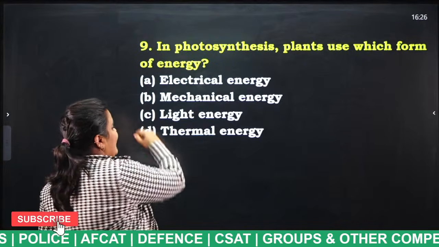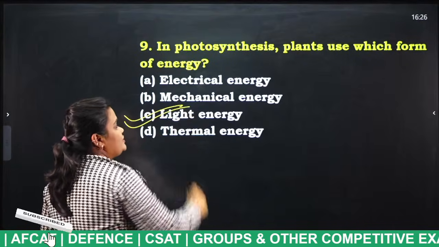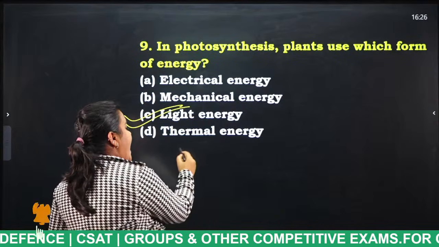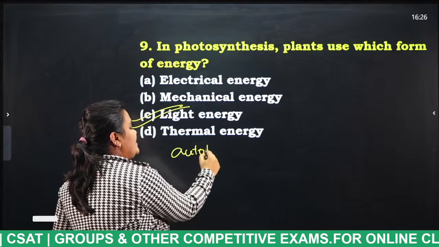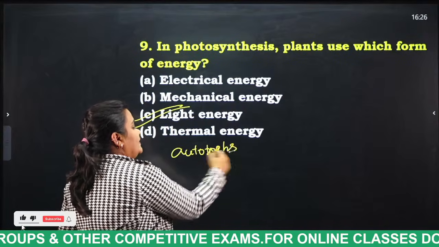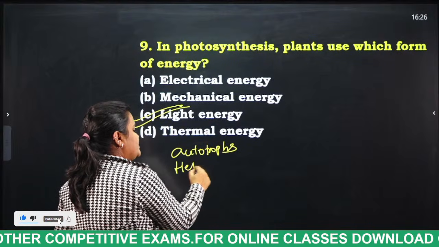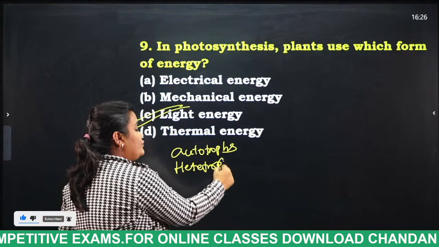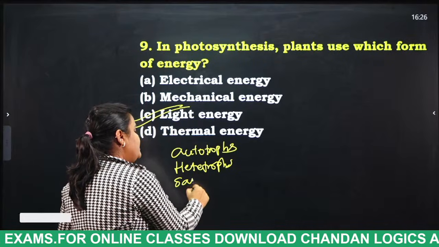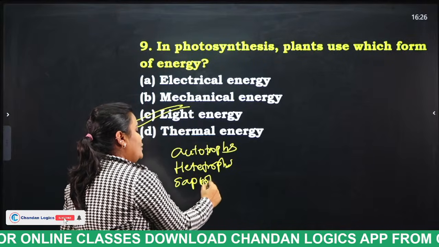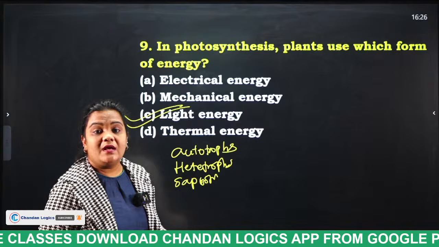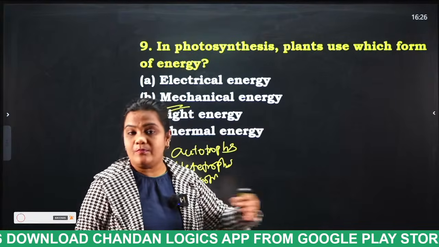Okay, very good. What is happening here? Light energy is converting into chemical energy and plants are autotrophs. Plants are what, students? Autotrophs. And we are what? Heterotrophs. Heterotrophs depend on food from others. Saprotrophs means what, students? Saprotrophs are nothing but those which depend on decomposers.